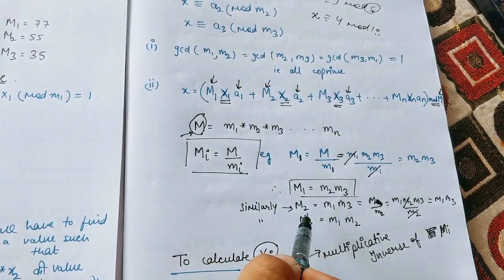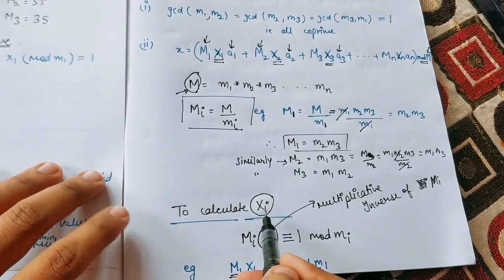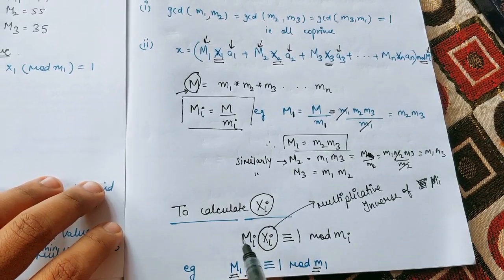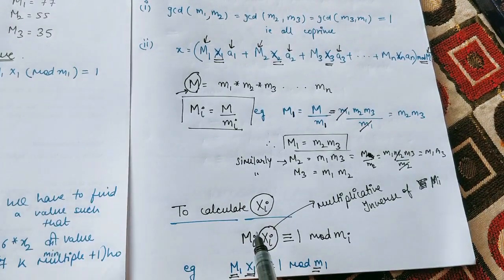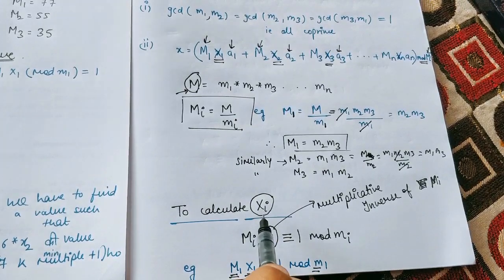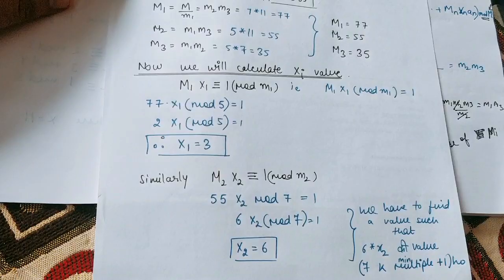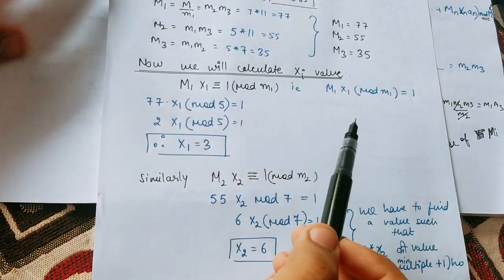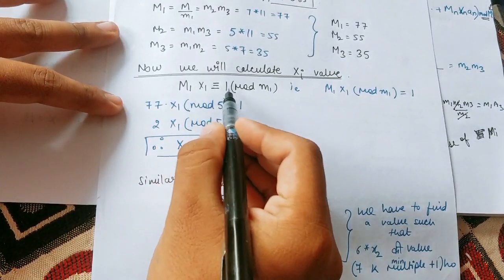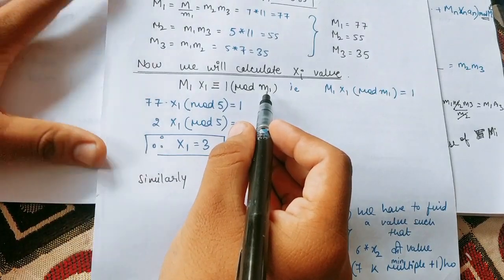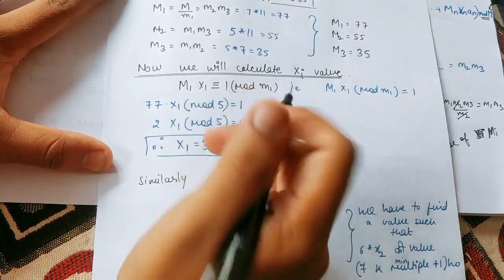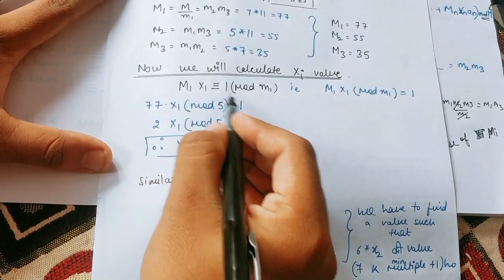is M1, M2, M3. Now we'll find the value of xi, that is, we will find the multiplicative inverses for M1, M2 and M3. The value of xi is nothing but the multiplicative inverse, for x1, x2 and x3. To calculate the value of xi, we simply do Mi xi is congruent to 1 modulus mi. This is the basic formula. So for x1, we use capital M1 into x1 is congruent to 1 mod m1.